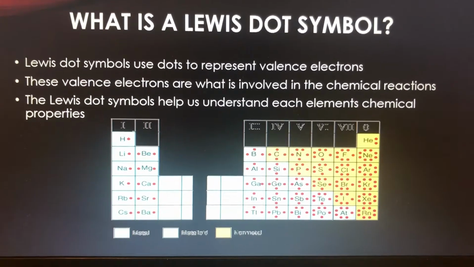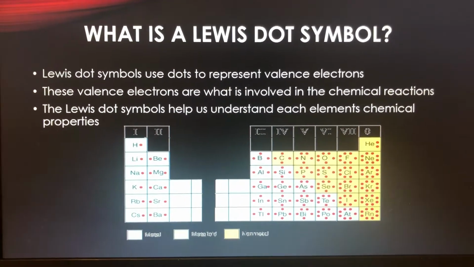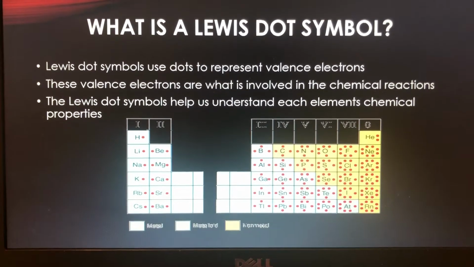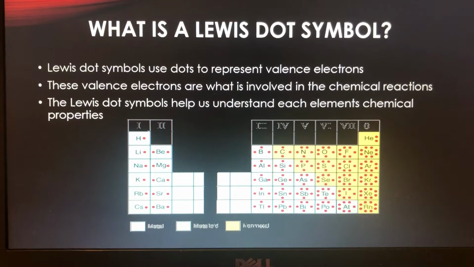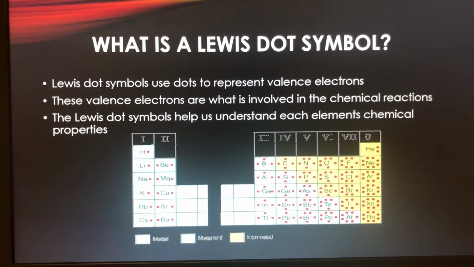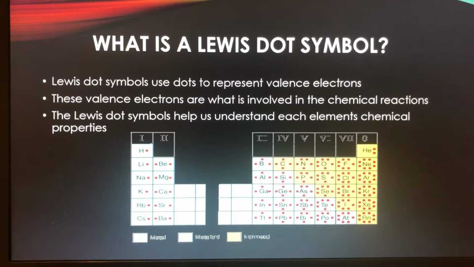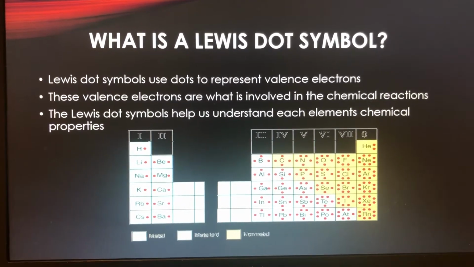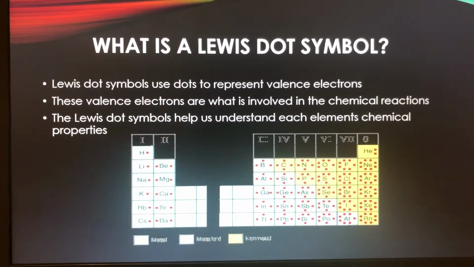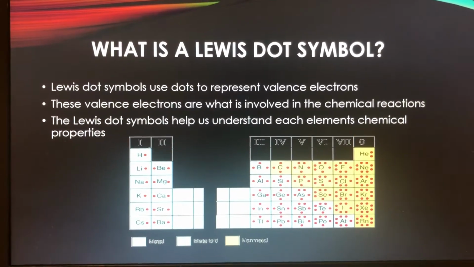So to start off with our PowerPoint, we are going to go into what is a Lewis dot symbol. A Lewis dot symbol uses dots to represent valence electrons. We all know that elements have many electrons, but the valence electrons are the only electrons that are involved in the chemical reactions. The Lewis dot symbol is what helps us to understand each element's chemical properties.